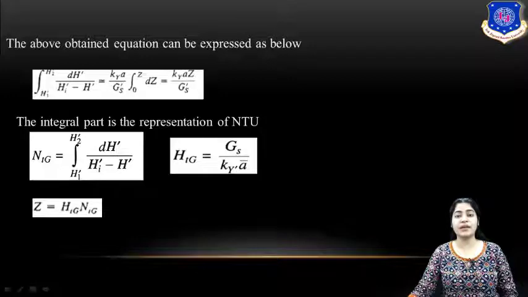Here you can see that this integral term is the definition of your number of gas phase transfer units. And the other representation, Gs' upon Ky A, is the definition of your height of transfer unit. So you are representing the equations in the form of NTU and HTU. Now the overall height of your cooling tower is the multiplication of HTU and NTU. So this was a part of the design of your cooling tower. This way you can find the overall height of your tower if you know the values of NTU and HTU. So that was for today's lecture. Thank you.